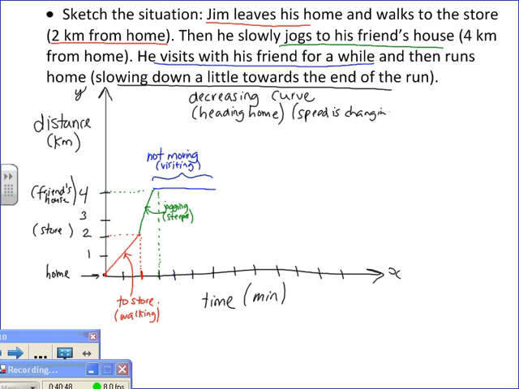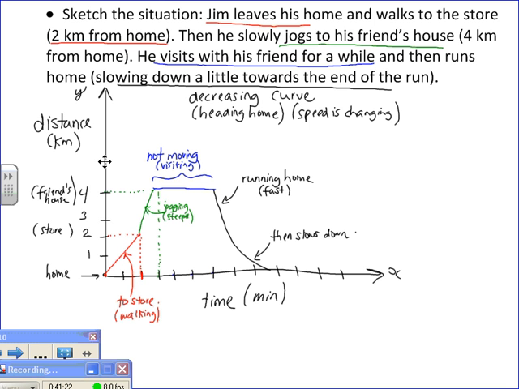So if I draw my curve, I want my curve to be steepest at the beginning, and then it's going to get more gradual towards the end. So I'm going to have a curve that's pretty steep, and then it's going to become a little bit more gradual. And there, at some period of time, he gets home again. So this is him running home fast at first, then he slows down.